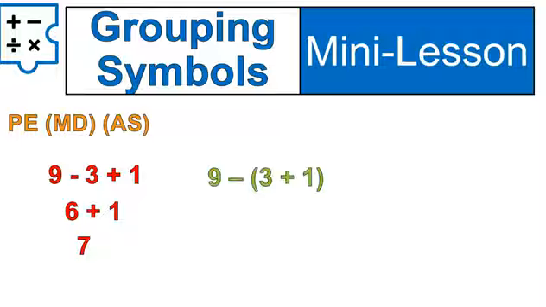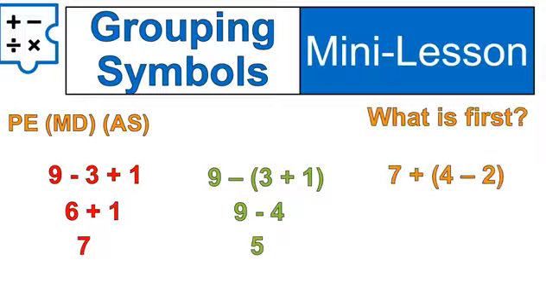No problem. However, if I want someone to first do that addition, then subtract, I would change the question to looking like this. Notice I put those grouping symbols around the 3 plus 1. That means I want you to first simplify what's inside the grouping symbols, then do everything else. In this case, we would first add 3 plus 1, which gives us 4, and then we would subtract 9 minus 4 gives us 5. I want you to look at this question here, 7 plus the quantity of 4 minus 2, and I want you to try and figure out what you would do first.